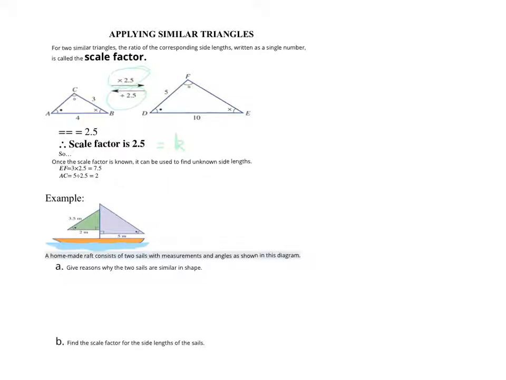In this example, a homemade raft consists of 2 sails with measurements and angles shown in the diagram. In part A it says give reasons why the 2 sails are similar. Well, are they similar? Let's think of our 4 different rules, or tests. You can see the 2 angles: if you have the 2 90s, and this angle and this one are the same because of the dot, then the 3rd angle must be the same for both sails.